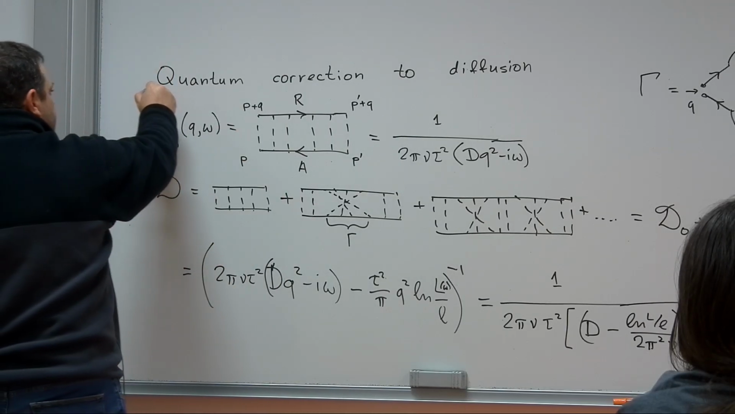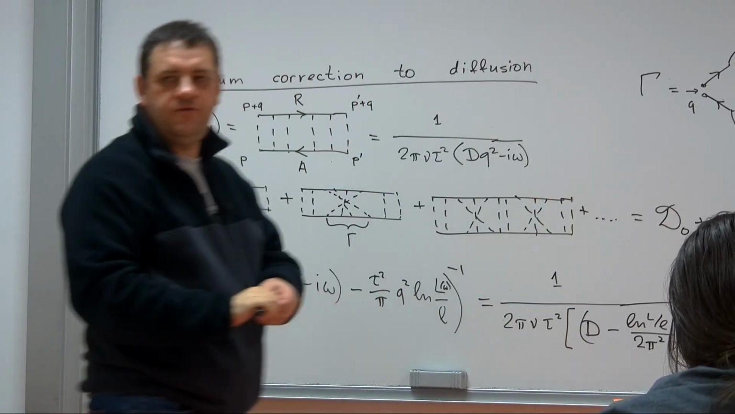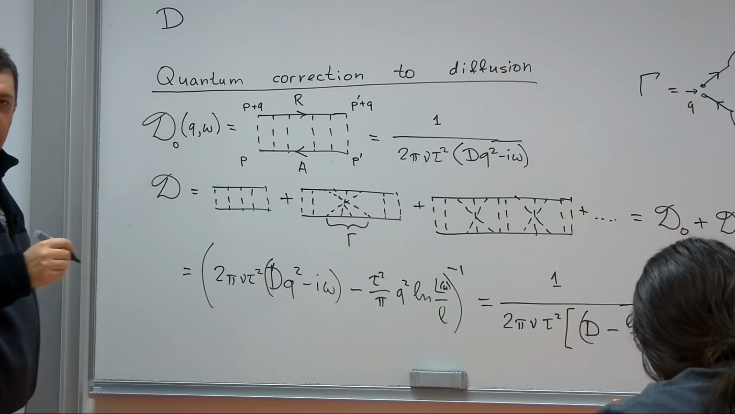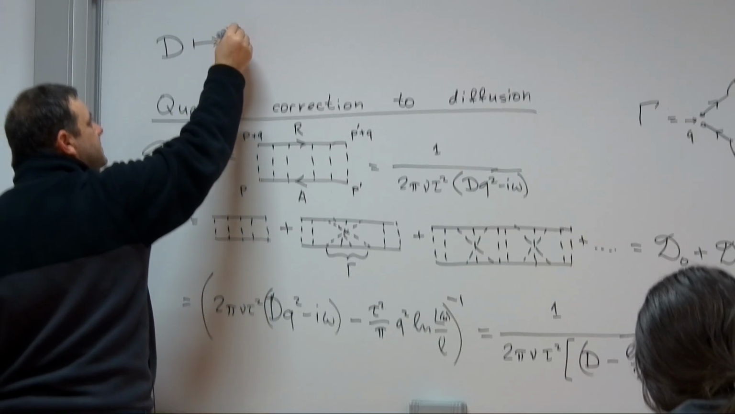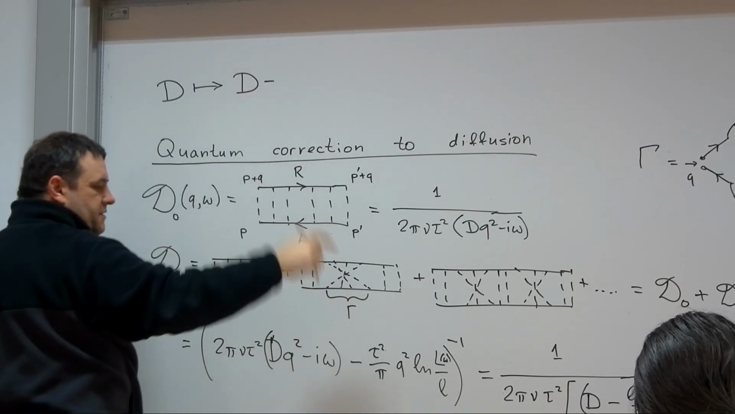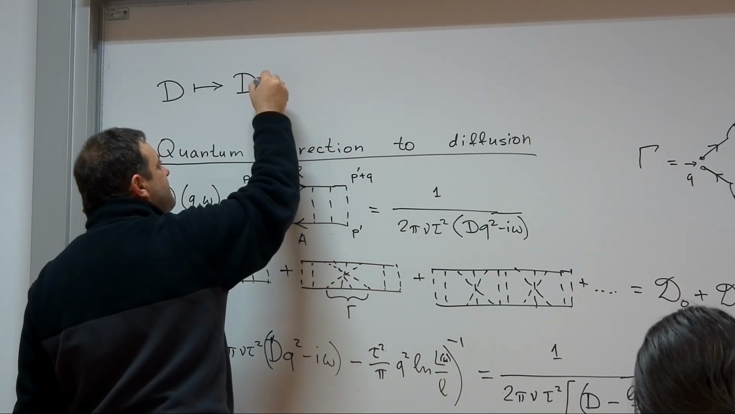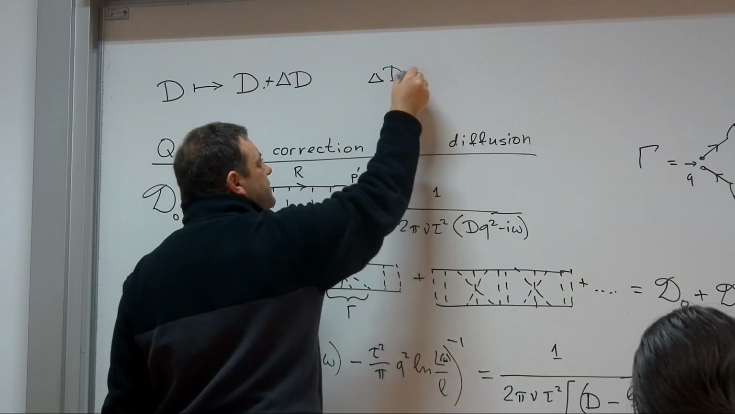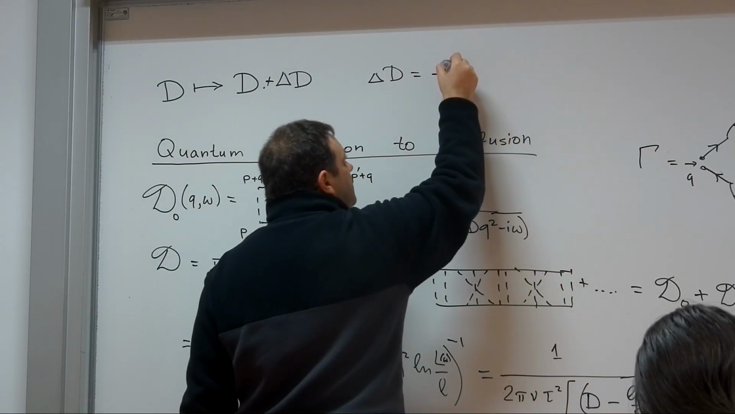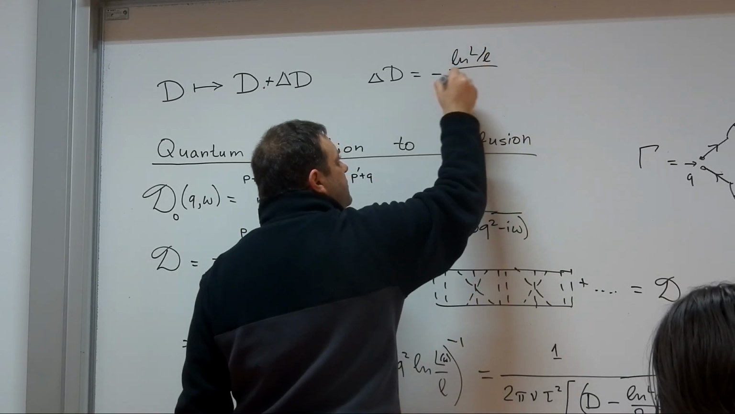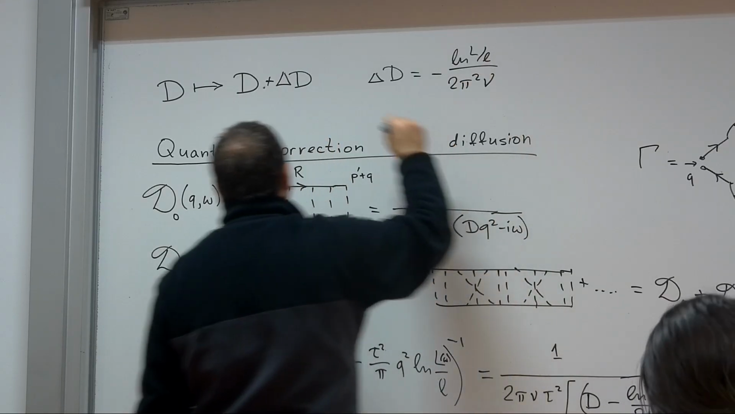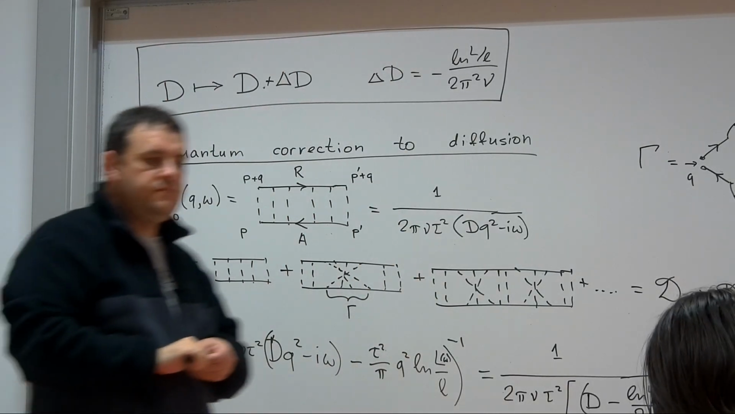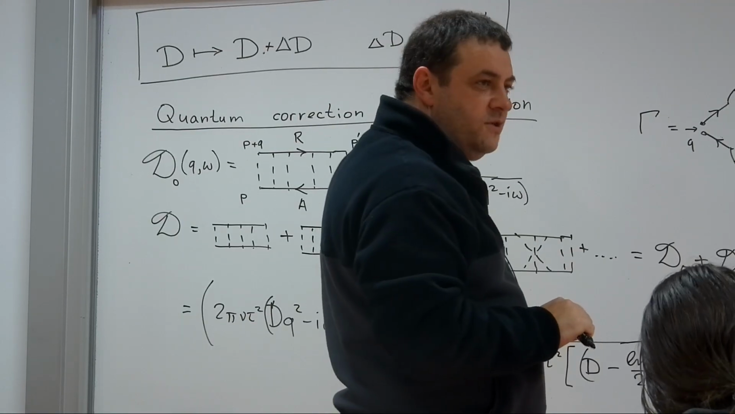So, what we have just found, quantum correction to diffusion, means that the diffusion constant acquires a quantum correction and is replaced by the diffusion constant plus some delta D, some correction, and this correction delta D equals minus log L over L divided by 2 pi squared nu. Do you have a question about this equation?